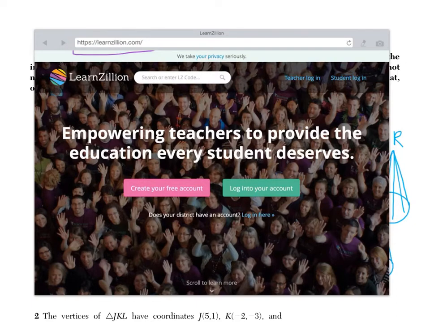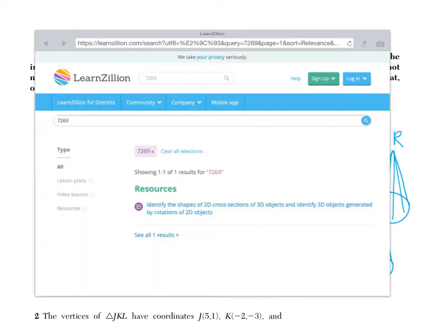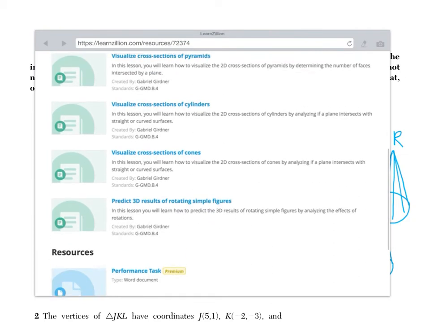learnzillion.com. There's actually a lesson code that we can type in here where it says search or enter LZ code. Go ahead and type in 7269. Again, that's where you search for the LZ code, 7269. And hit search. Then it says that we have one result, identify the shapes of a 2D cross-section. So we're going to click on that. Then we're going to scroll all the way to the last lesson that you see here in green, predict 3D results of rotating simple figures.